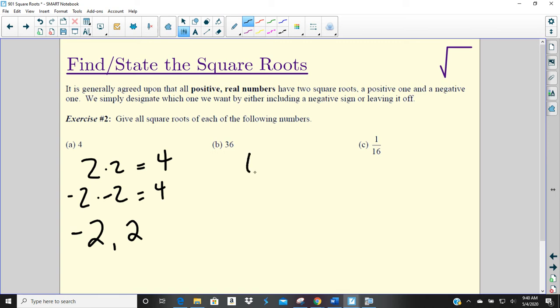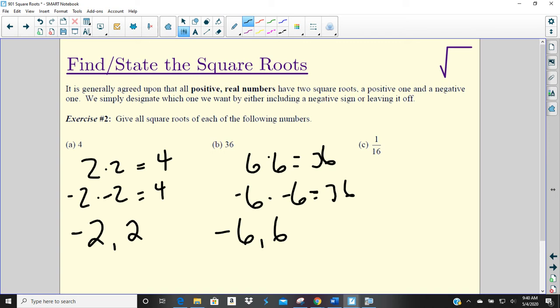36. So again, we can have 6 times 6, that equals 36. That one's no problem. And -6 times -6, which is also 36. So our answer is -6 and 6. Last one, 1/16. We can have 1/4, and we can have -1/4. Why is that the case? Because -1/4 times -1/4 is 1/16, and we have +1/4 times +1/4 is +1/16. So my solutions are -1/4 and 1/4.